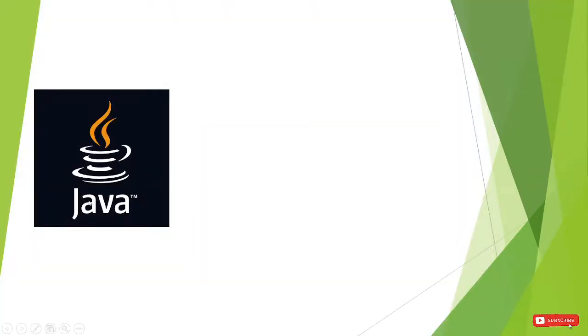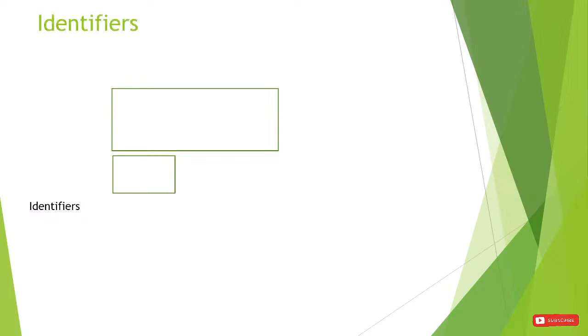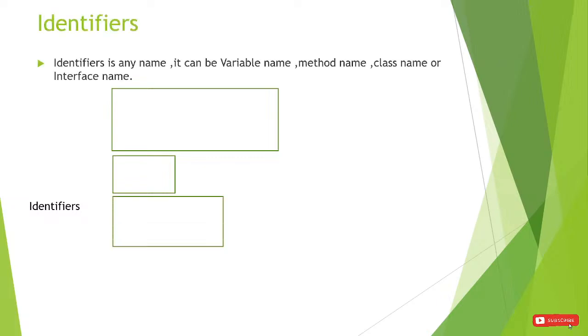Another thing is the identifier. So what is meant by identifier? Identifier means any name. Before that we were talking about literals. So identifiers means any name, that can be a variable name, a method name, a class name, or an interface name.